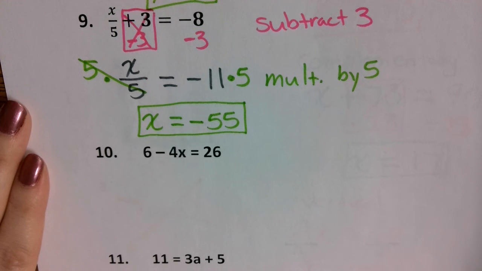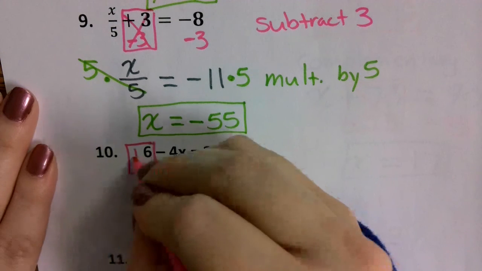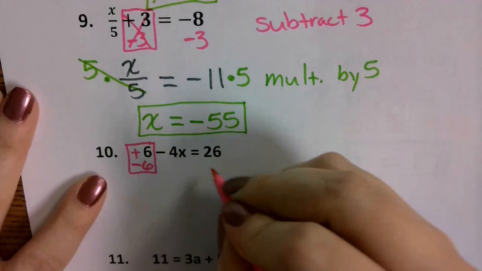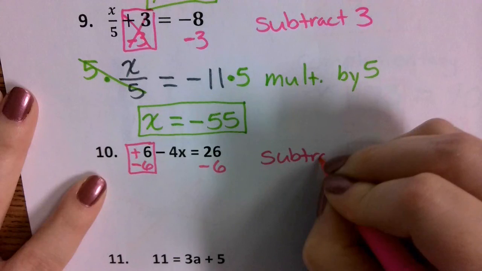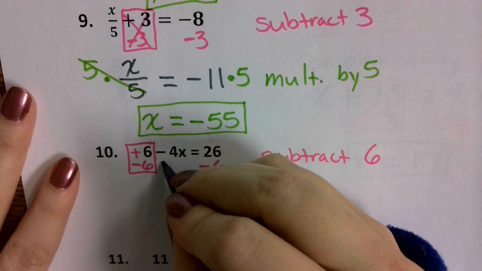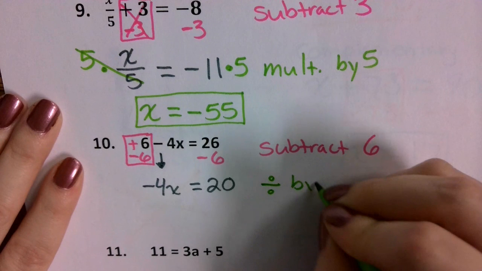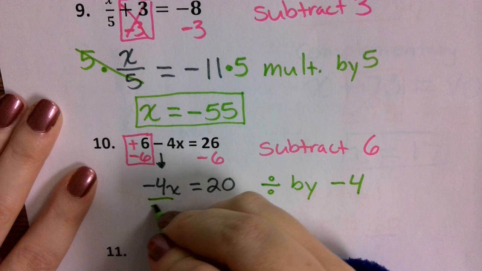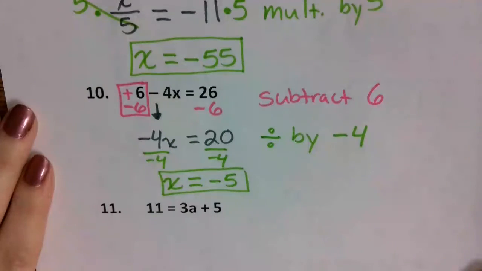Problem number 10, I need to identify my constant. My constant is a 6. The opposite of a positive 6 is to subtract 6. So we're going to go ahead and subtract 6 from both sides. That leaves us with a negative 4x is now equal to 20. We're going to go ahead and divide both sides by a negative 4. 20 divided by negative 4 is going to come out to a negative 5.